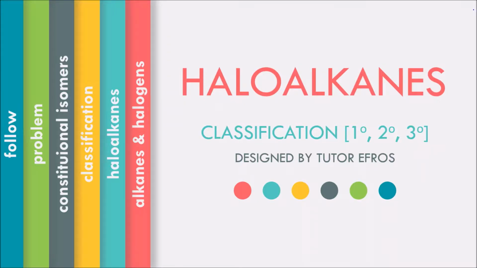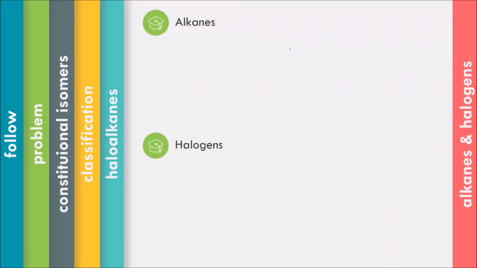Hello and welcome. The topic of our discussion is haloalkanes and its classification. Haloalkane consists of alkane and halogen. Alkane consists of hydrocarbon, which is carbon and hydrogen atoms only.